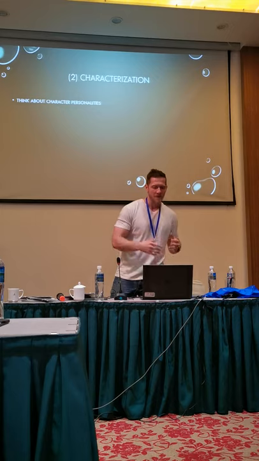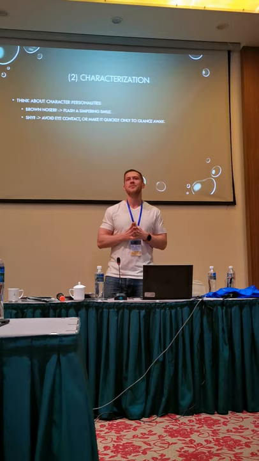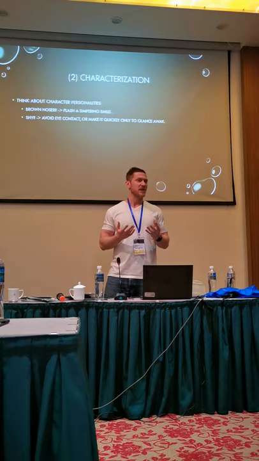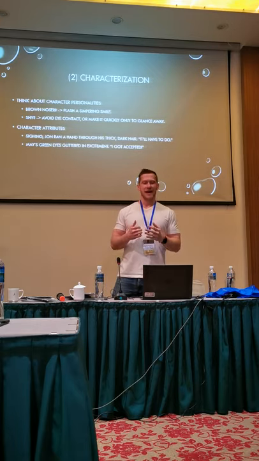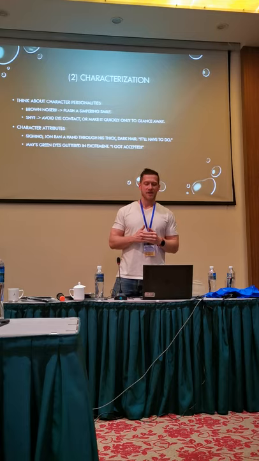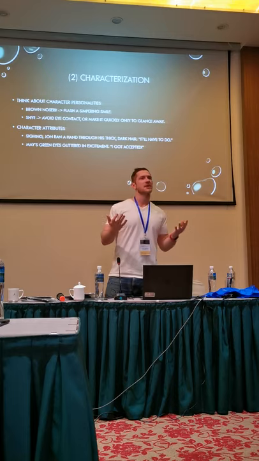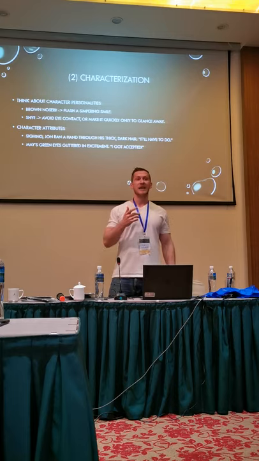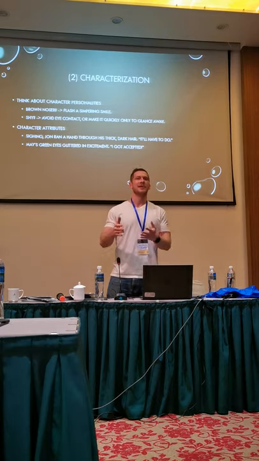Two, characterization. So we have to think about the character's personalities. If they're a brown noser, maybe they flash a simpering smile. If they're shy, maybe they avoid eye contact or only look away. Their attributes: John ran a hand through his thick, dark hair. "That'll have to do." May's green eyes glittered in excitement. "I got accepted." So maybe she got into a university, maybe she got into a program. Who knows? We don't know. But now I know that she has green eyes.